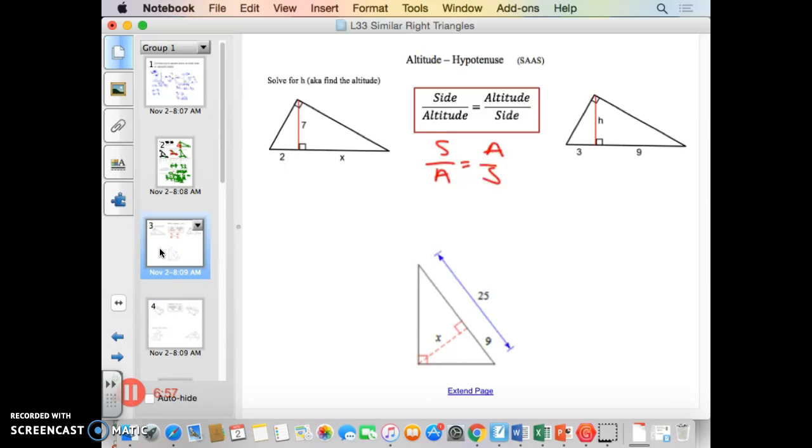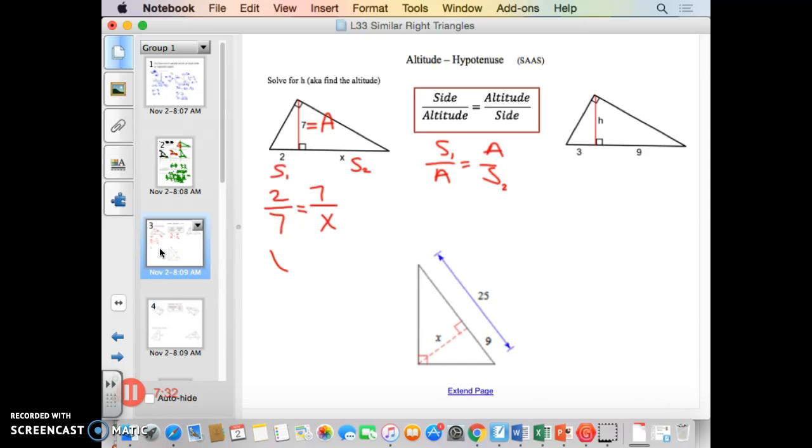So the first thing you want to do is label your stuff. So the altitude is the height, so this would be your A. And the sides make up the hypotenuse of the large triangle. So this would be side 1, this would be side 2. And now you just set up your ratio and solve. So it's going to be side 1 over side 2. So 2 over 7, and the 7 is going to repeat, 7 over x.